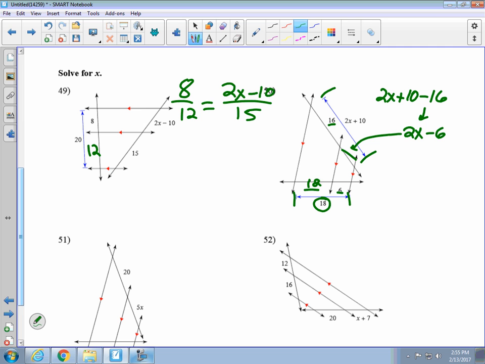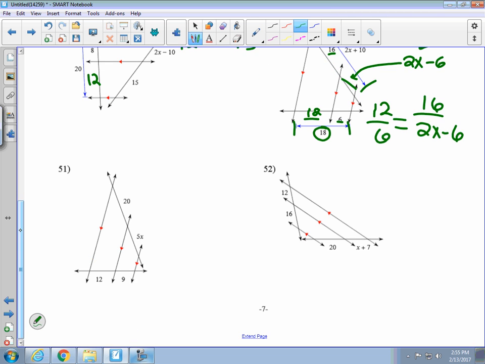Yet one more time, and you could set it up just about any way you want. You can go and do 12 over 6 is equal to 16 over 2x minus 6, and go ahead and solve it, and that should be your answer. And see if there's anything else.